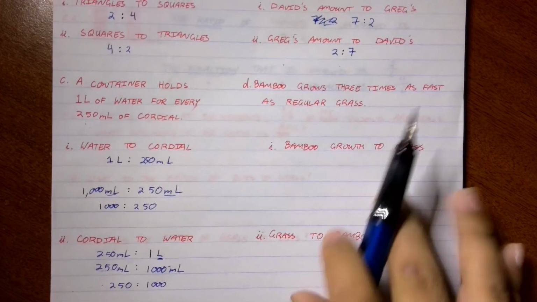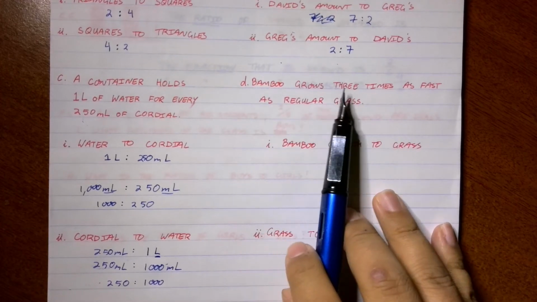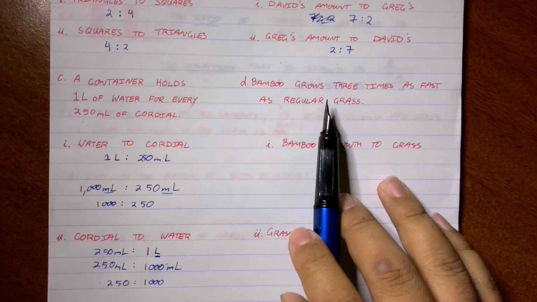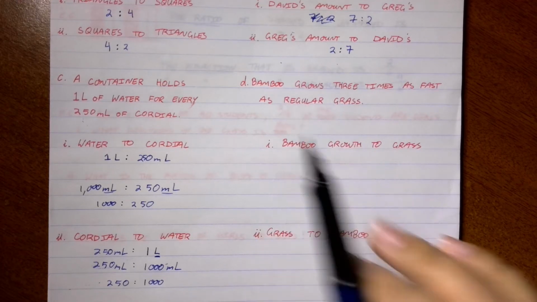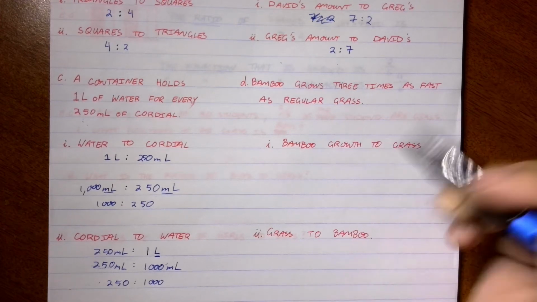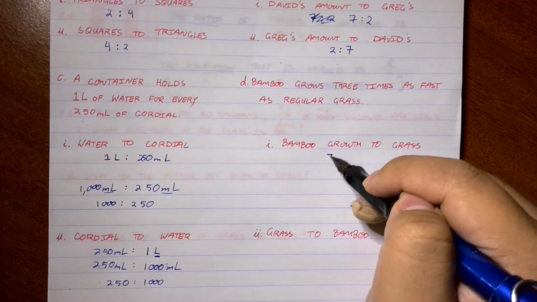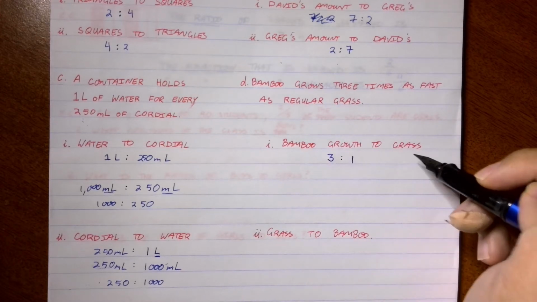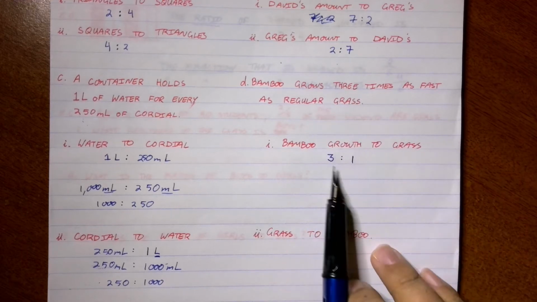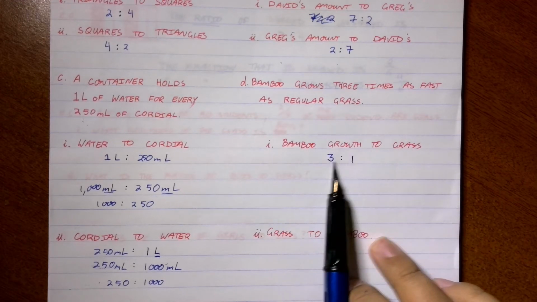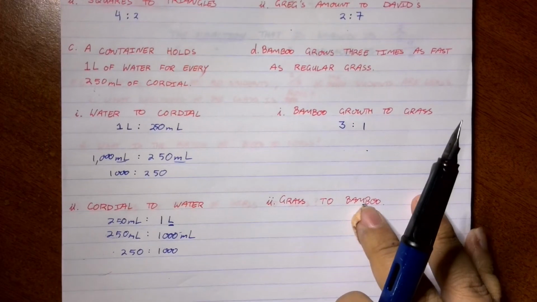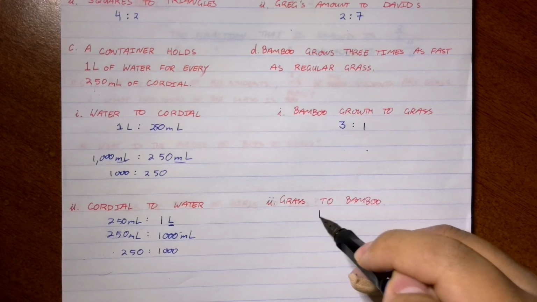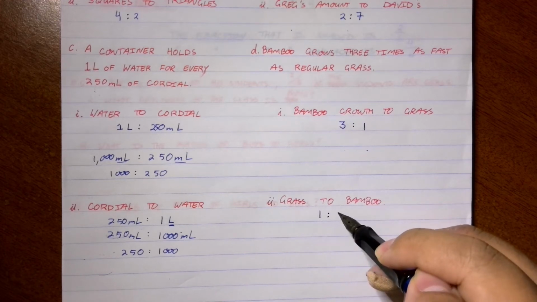One last example. In this example, it says that bamboo grows 3 times as fast as regular grass. In this one, we are comparing growth rate. So bamboo growth to grass. Well, since bamboo grows 3 times for every 1 unit of grass, because bamboo grows 3 times as fast as grass does. But if we were to switch the wording around, the ratio of grass to bamboo would be 1 is to 3.